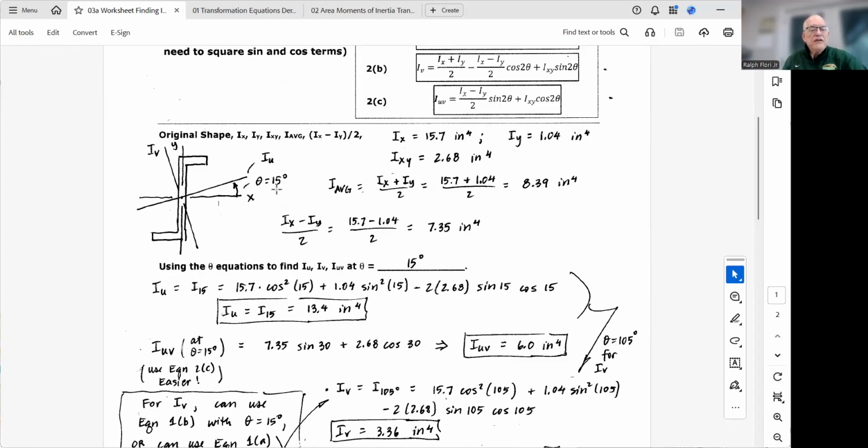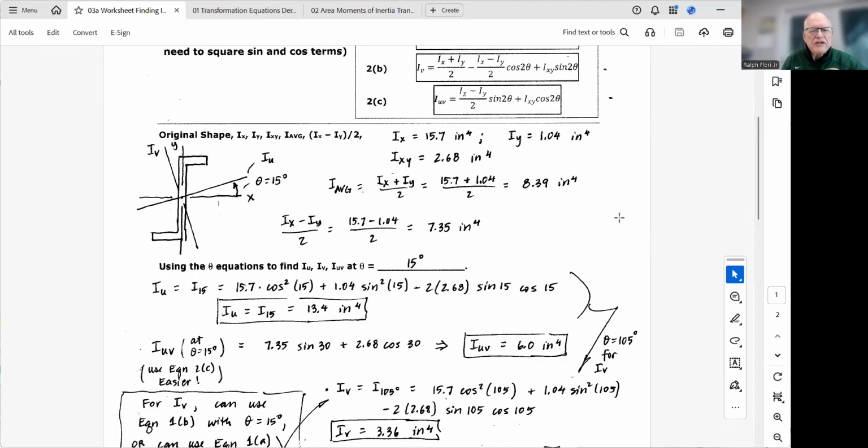So basically, we want to take those values of Ix, Iy, and Ixy about our standard horizontal and vertical Cartesian coordinate system, and we want to find IU and IV about a rotated set of axes. IU is at 15 degrees, and IV is 90 degrees from that. You could also call these Ix prime and Iy prime, or I theta and I theta plus 90.